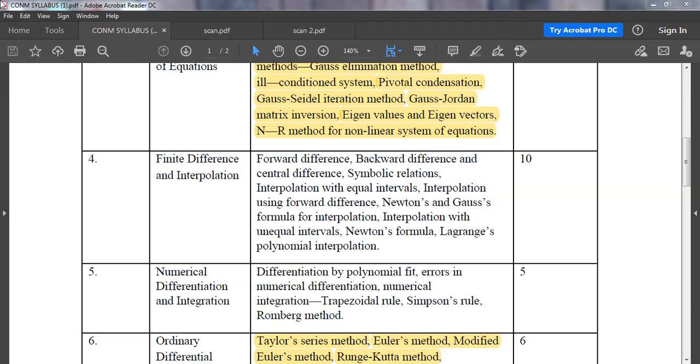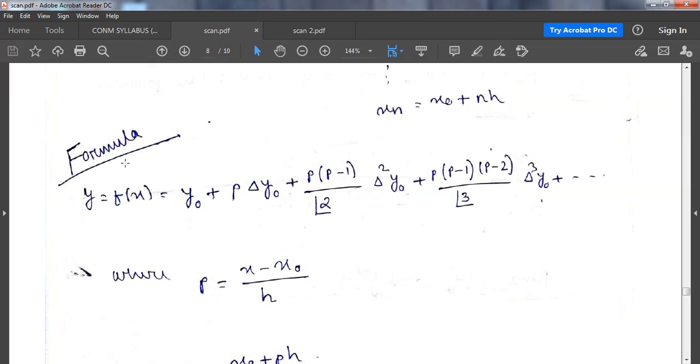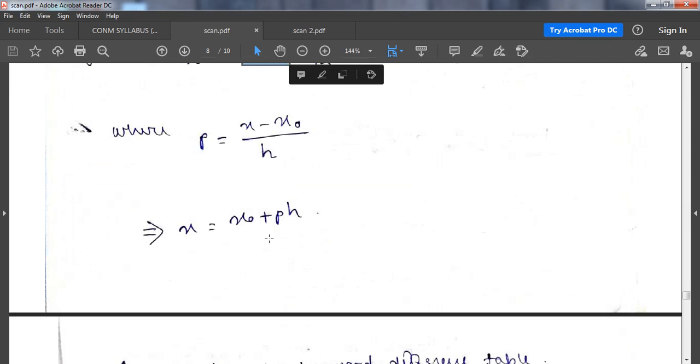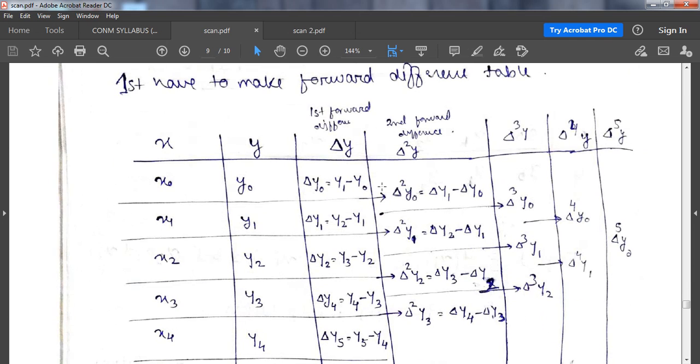In our last class, we have seen the forward difference. As you can see, the forward difference, this was the formula. In the forward difference, we used y naught, that is the initial value. We use del y naught, which is the first difference. These initial values we use.